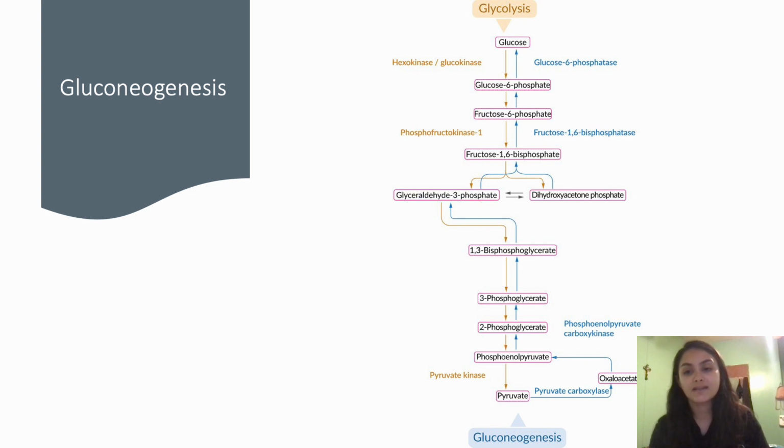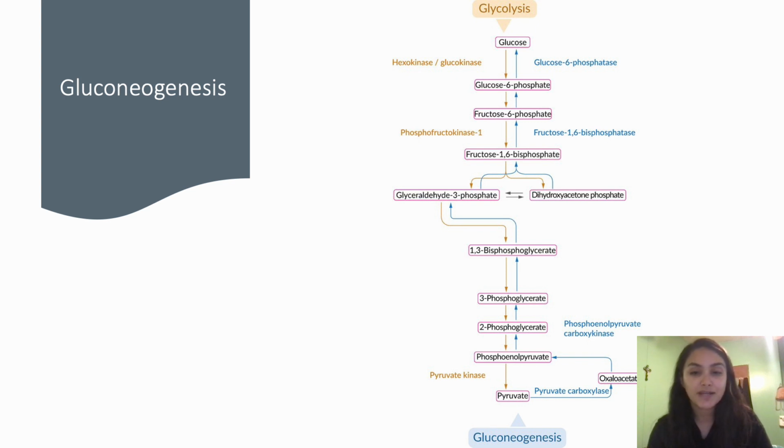phosphoglycerate kinase, phosphoglycerate mutase, and enolase. It's important to note that gluconeogenesis, as I mentioned before, requires bypassing the irreversible steps of glycolysis, which is the breakdown of glucose.